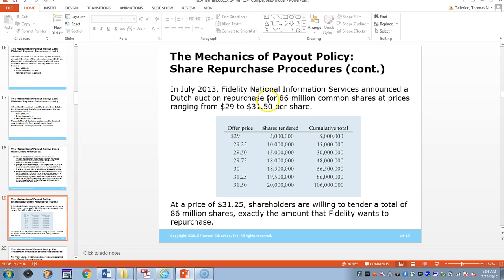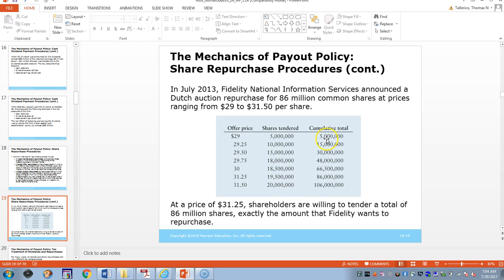All right, so let's look at this. In July 2013, this is a good example, Fidelity National Information Services announced a Dutch auction. They wanted to repurchase $86 million shares of common stock at a price that ranges from $29 to $31.50 per share. All right, and here's the offer price, and here's the number of shares that were tendered, from 5 million up to 20 million.